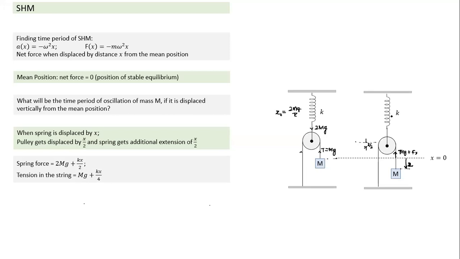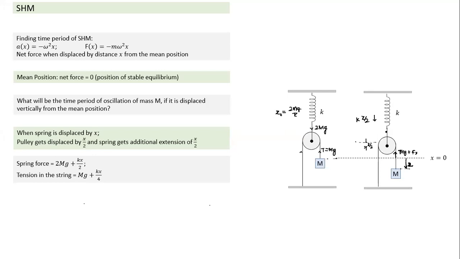If the pulley gets displaced by x by 2, the spring also gets elongated further by x by 2. So now what is the elongation? Earlier this was the force acting. Now it gets elongated further by x by 2. What will be the spring force? The spring force will increase by k times x by 2. It is getting elongated by x by 2, and for every elongation, a proportionate k times force will act. So the spring force will become equal to 2 mg, which was earlier here, plus kx by 2.